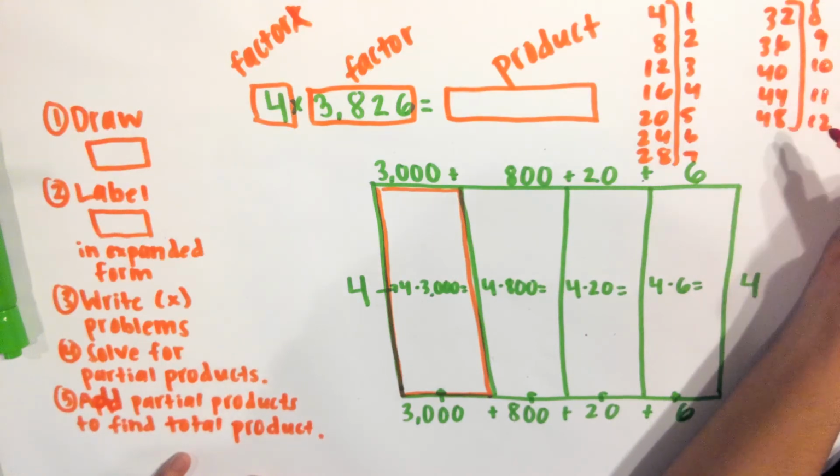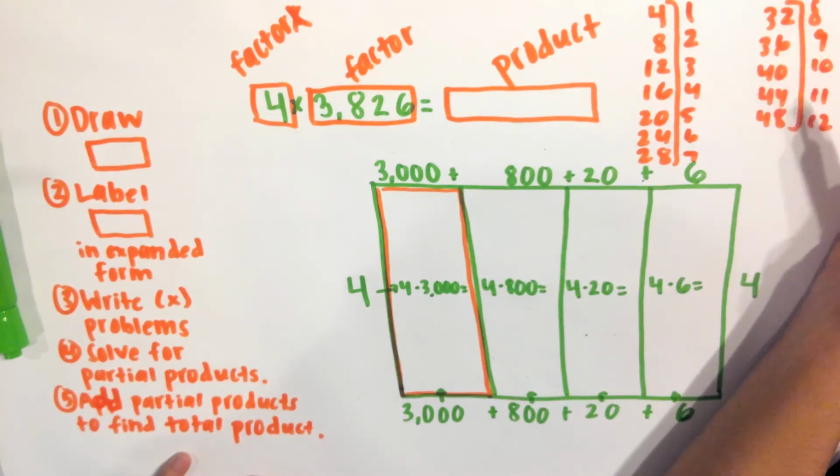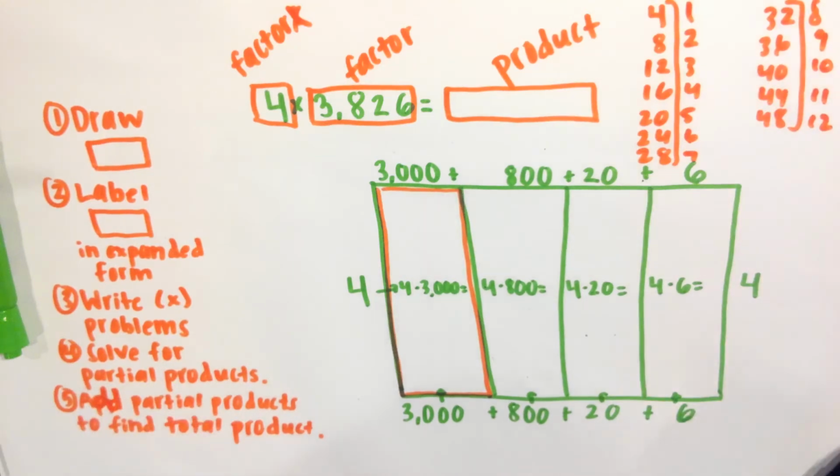You really don't have to do 11 and 12. You can actually stop at the 9. But since I sang the song, I'm just going to write out all my 4s. Perfect. So now I'm ready to multiply.